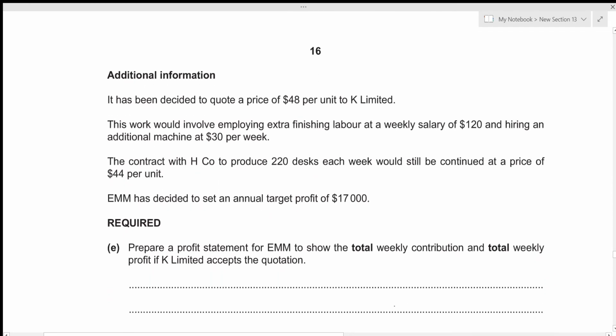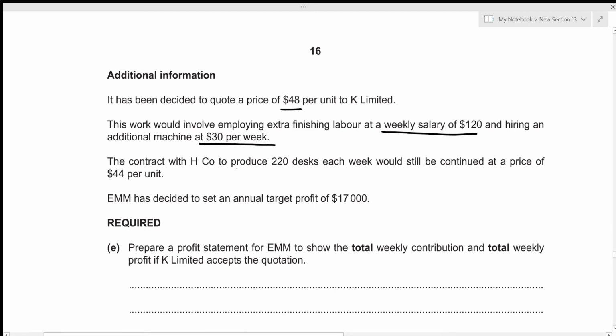We're again given additional information. It has been decided to quote a price of 48 per unit to K Limited. So previously for HCO, we had the selling price of 44, and this work would involve employing extra finishing labor at weekly salary of 120. Remember, as we said before, weekly salary means that this is a weekly fixed amount no matter the amount of units produced. So this means that this 120 is a fixed cost, and hiring an additional machine at 30 per week. Again, this is a cost relating to per week, which means that this does not affect the amount of units produced, which means that this 30 should also be added to our fixed cost.